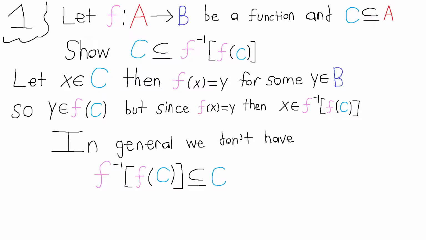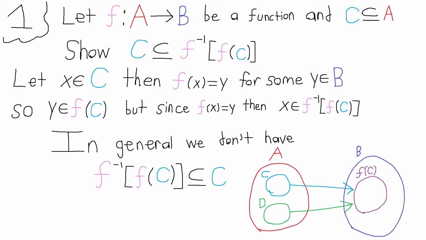Note that in general we don't have full set equality here. This is because there might be elements that are not in C that get mapped to the image of C anyways. So there are some elements in the preimage of the image of C that aren't elements of C.